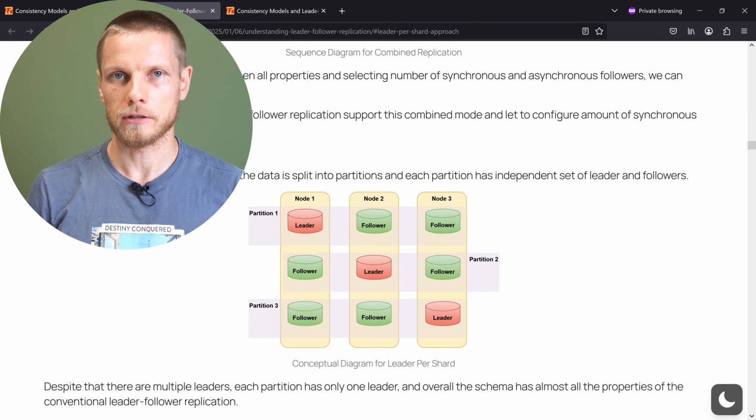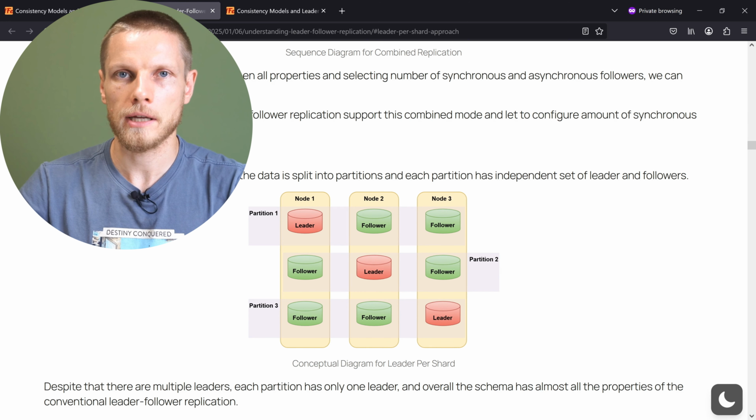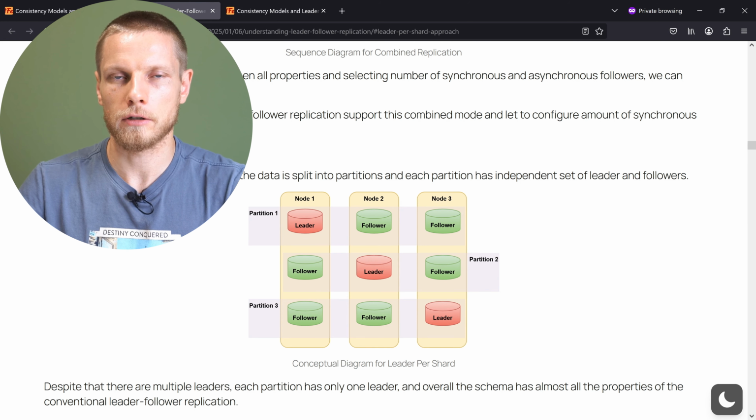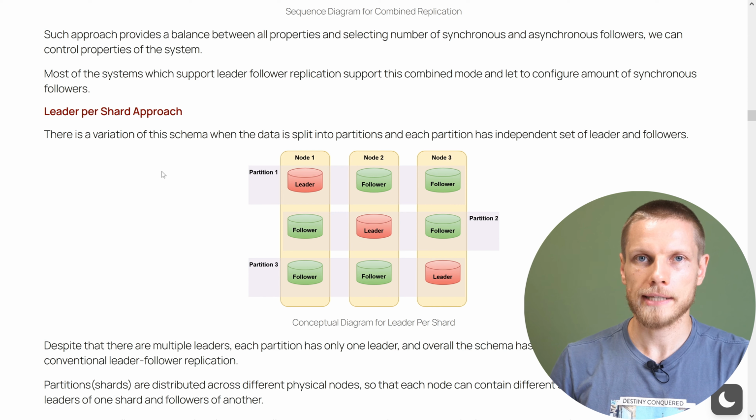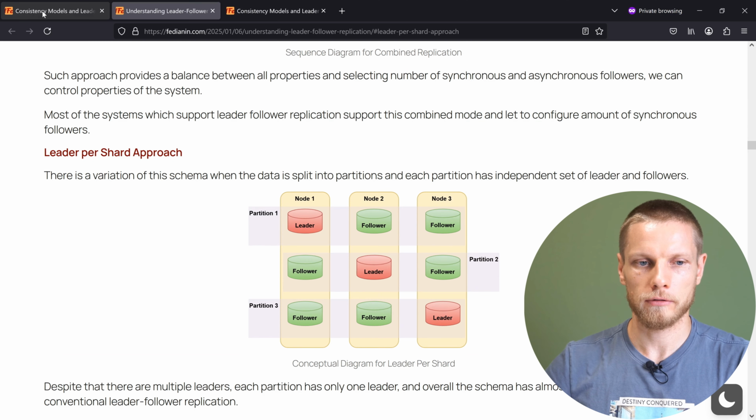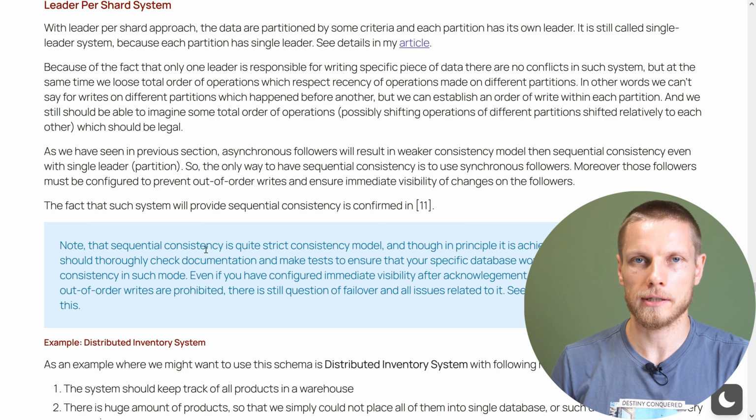And before relying on the fact that we will get that consistency, you will need to carefully read the documentation of your specific database and see what settings you need to set to get sequential consistency. Now let's see an example where it could be useful for us to have sequential consistency with leader-follower replication in some example of a real system.